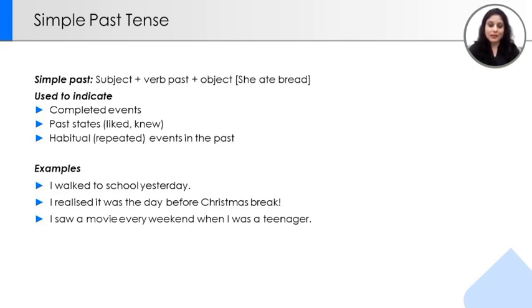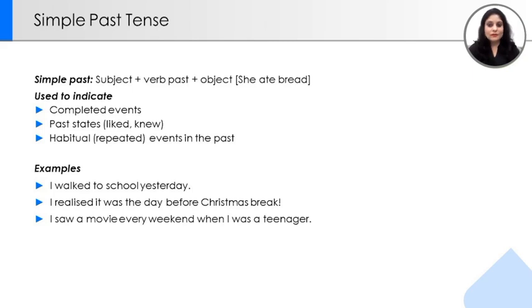I realized it was the day before Christmas break. I loved the way she dressed. I hated the show. All these examples denote an emotional state of the subject. You can see that there is no action here, but there is an emotion and a state of mind. The past tense is also used to denote this state of mind and this state of emotion. It doesn't always denote action.